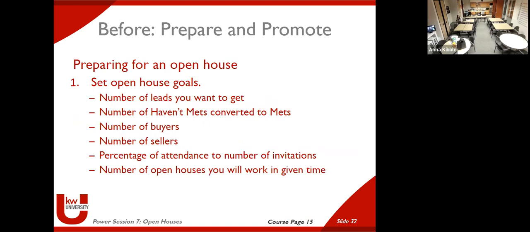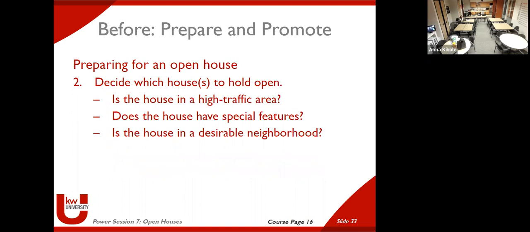So open house goals: numbers of leads you want to get. Number of haven't-mets converted to mets, number of buyers, number of sellers. Percentage of attendance to number of invites. Number of open houses you'll work at a given time. Decide which houses to hold open. Is the house high traffic? Would you rather hold a house open that's off a busy street or tucked away in the middle of nowhere?